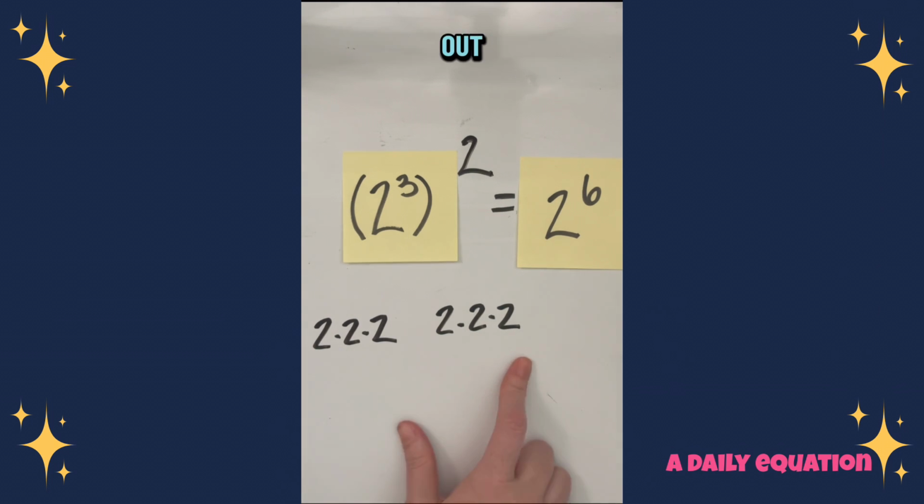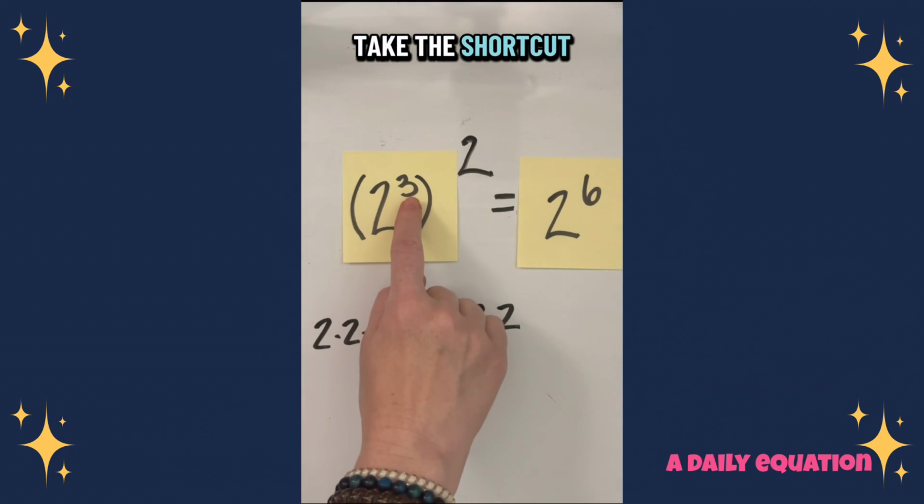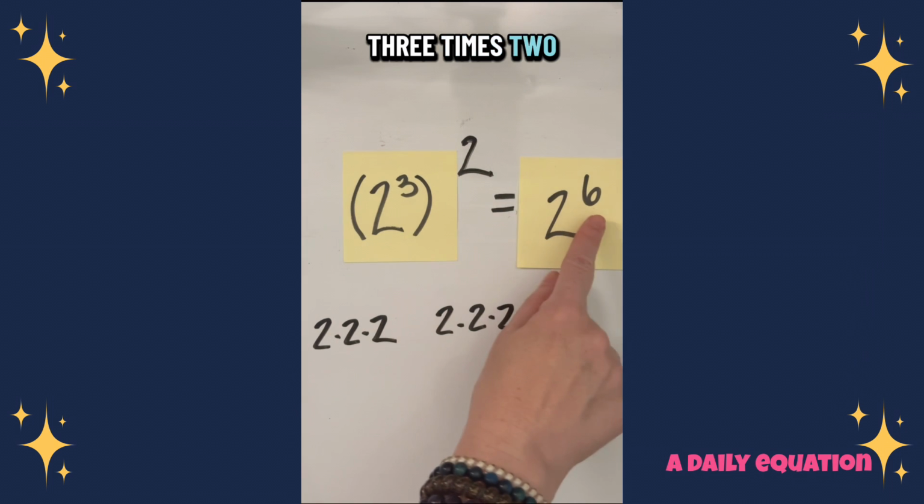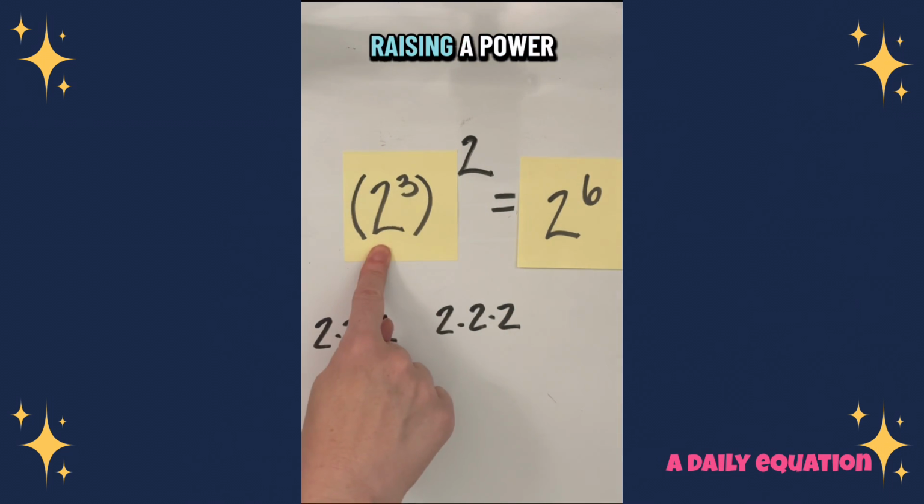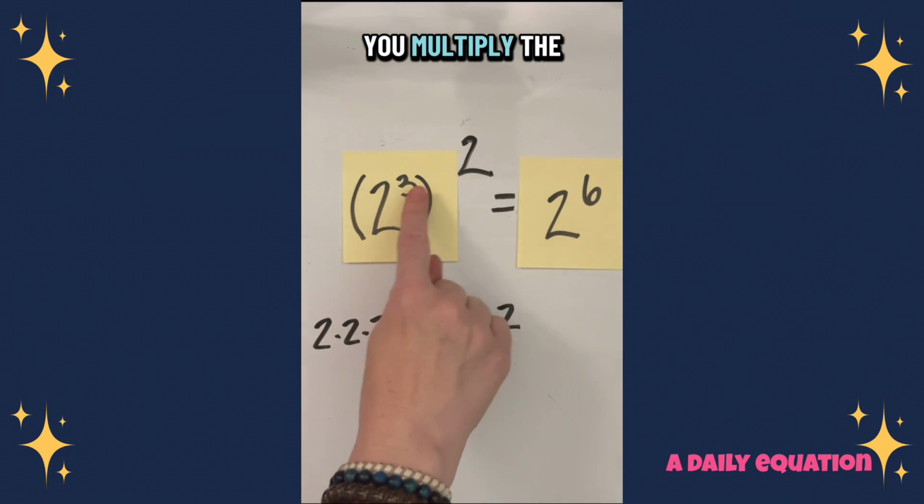Are you going to write all this out? No, you're going to take the shortcut. 2 to the 3 times 2 is 6. When you are raising a power to a power, you multiply the exponent.